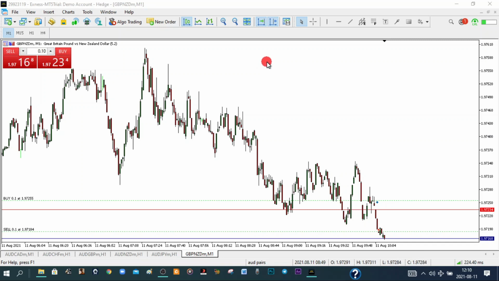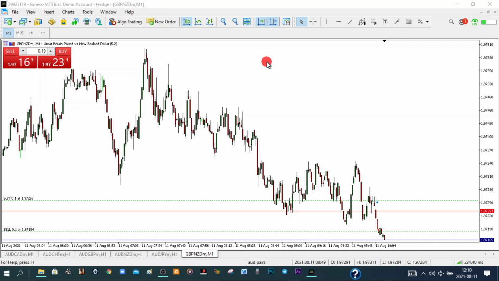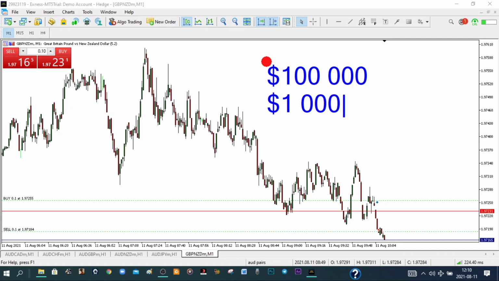So if you want to open one standard lot, then you need at least $100,000 in order for you to open that one standard lot. You need at least $100,000. But if you are using a micro lot, then you only need $1,000.